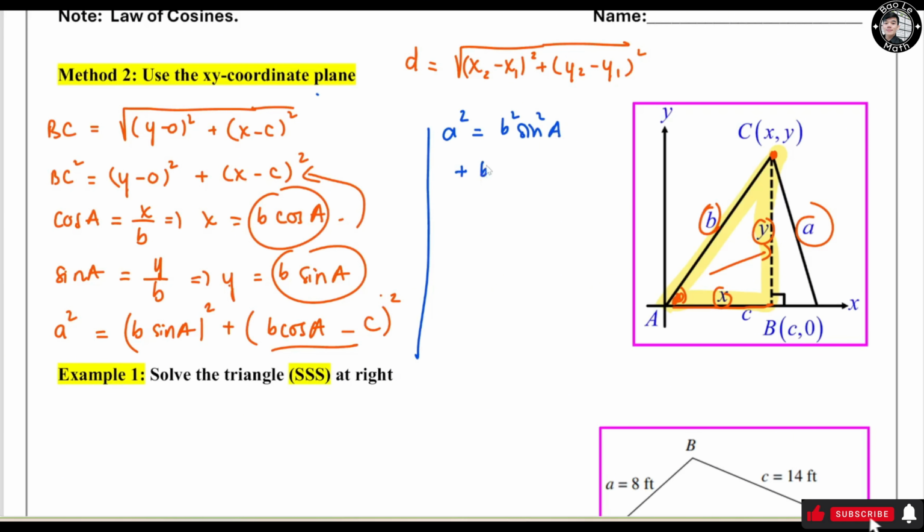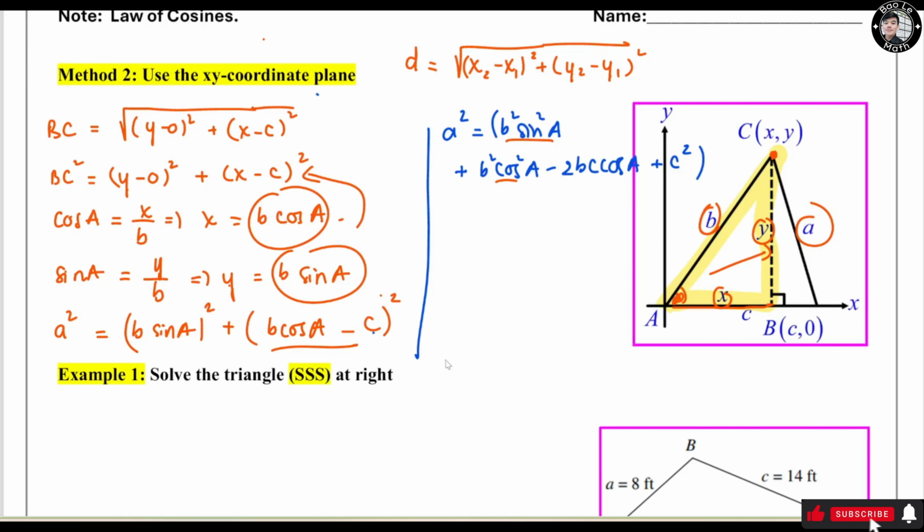Plus B squared cosine squared A, minus 2BC cosine A, and then plus C squared. Now we're going to factor B squared out.